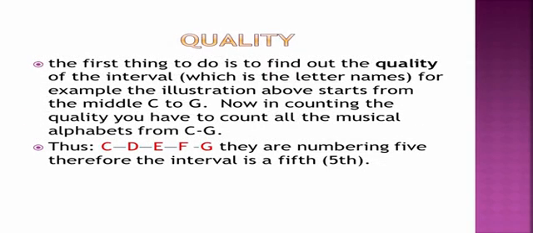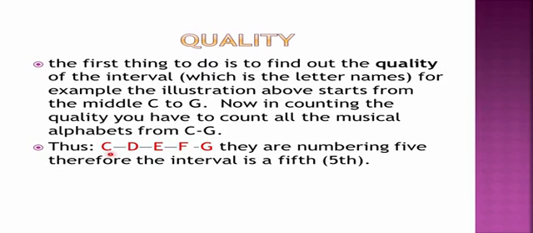Quality. The first thing to do is to find out the quality of the interval. Quality is here, which is the letter names. For example, the illustration above, that's in the previous slide, is from the middle C to G. That's why I sounded it for us, pam pam. Now, in counting the quality, you have to count all the musical alphabets from C to G. Very simple. So from C, we say C, D, E, F, G.